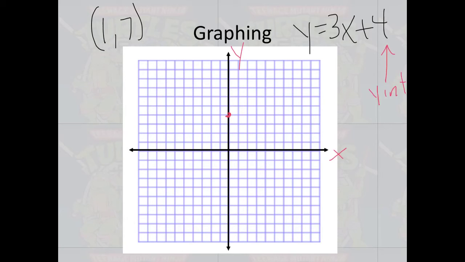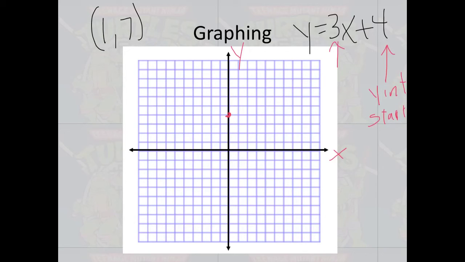Not the prettiest point, but it's there. Alright, so that's our y-intercept of 4. We start there, start with the y-intercept, and put a point. Now from there we can ignore the rest of the 4. That doesn't tell us anything else.